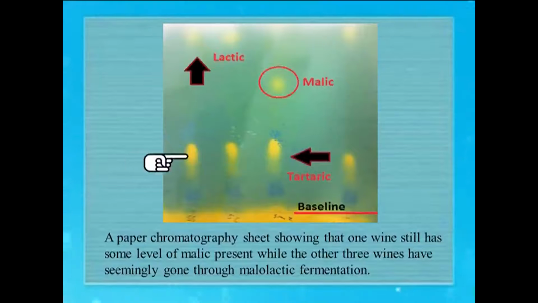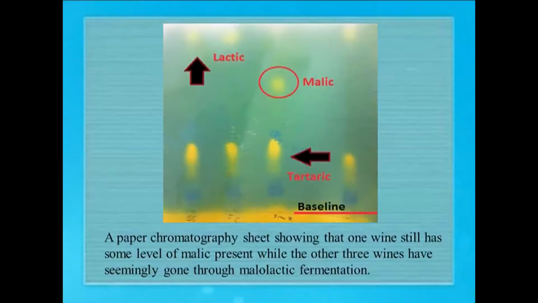This wine, which is being shown here in the first lane, shows the presence of two spots. One is tartaric acid and the other one is lactic acid. So, total absence of the malic acid. However, in this lane, you can find the presence of tartaric acid. Malic acid is there along with the lactic acid. So this shows that this wine is not processed properly because the malic acid which is naturally present is not converted to lactic acid. So this will not be considered a good wine in comparison to the other one which shows the formation of lactic acid along with the tartaric acid.